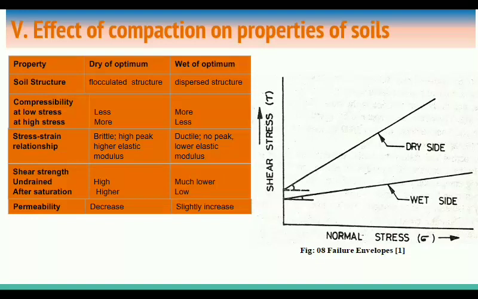Permeability. You know that permeability depends upon the size of voids. In a flocculated structure, if we increase the water content, it goes on packing and changes the orientation, and the volume and size of voids get reduced, and due to the reduction in void size, the permeability decreases. But on the wet side of optimum it slightly increases, because the water content is more and allows flow of water.